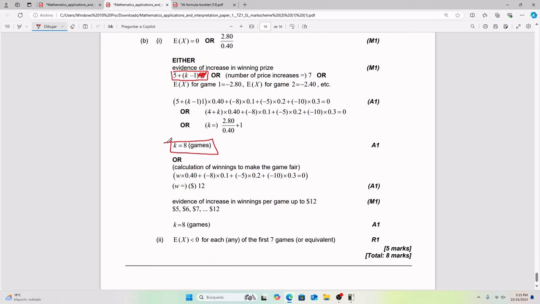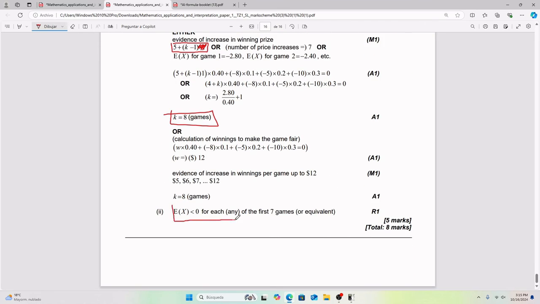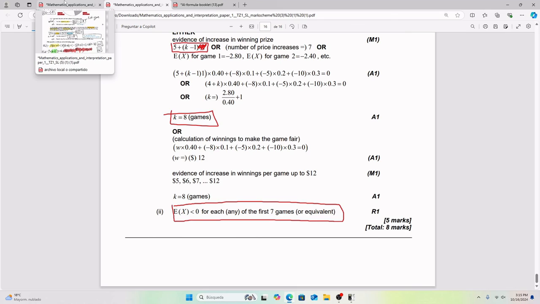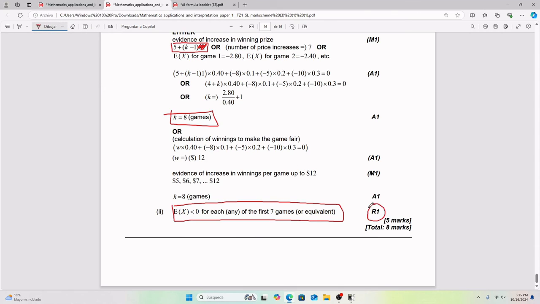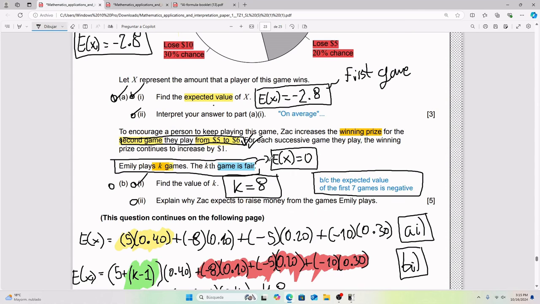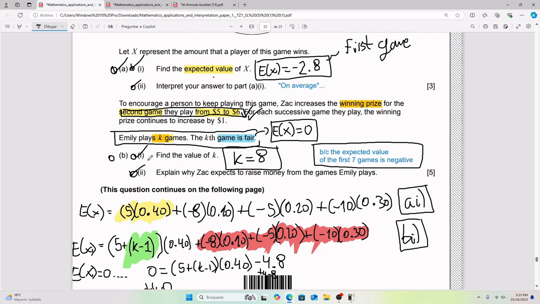Anyways, we come back over here, and that is exactly what they say. For pretty much all the first 7 games, there's a negative expected value going on. Notice this is a reasoning point. You do have to express in words a little bit, and hopefully give this. The expected value is negative, and we're talking about 7 games. Anyways, that would be for part B(ii).